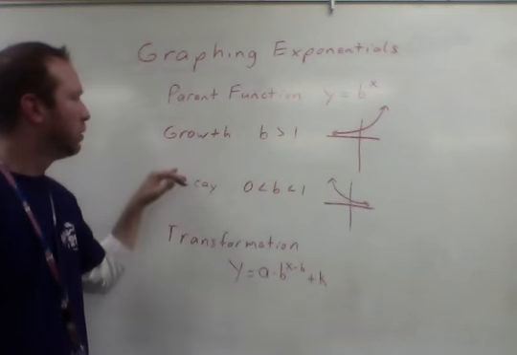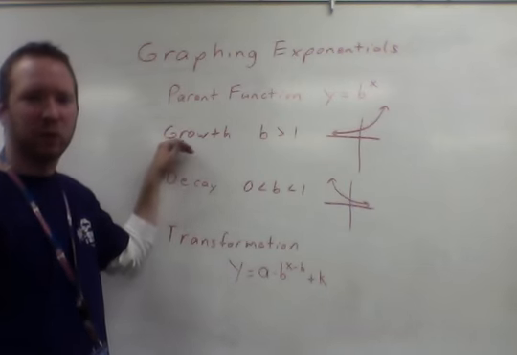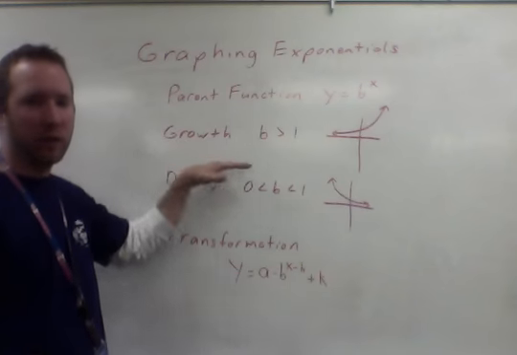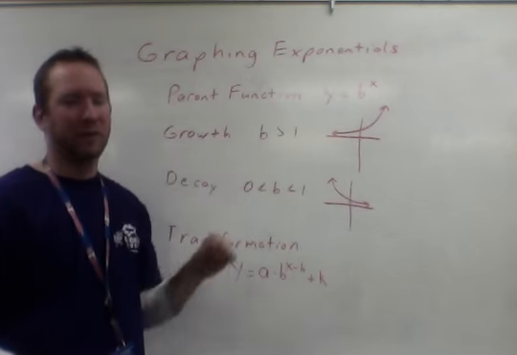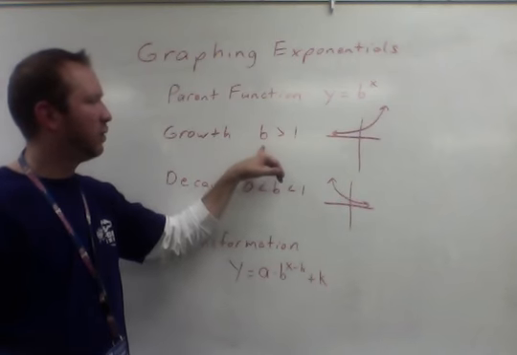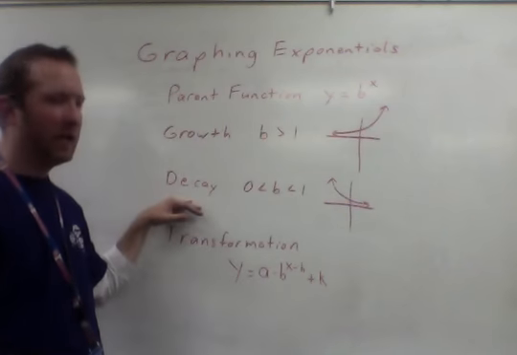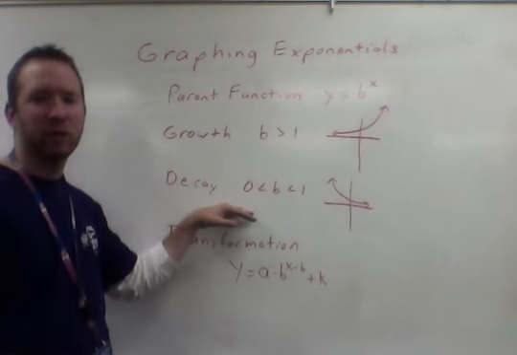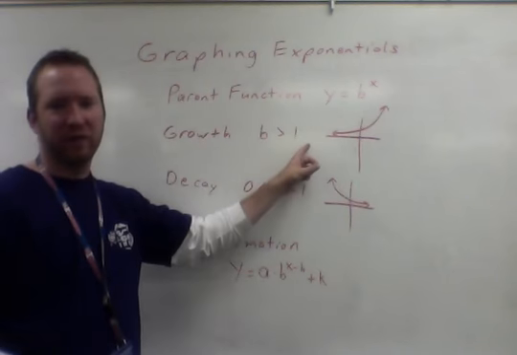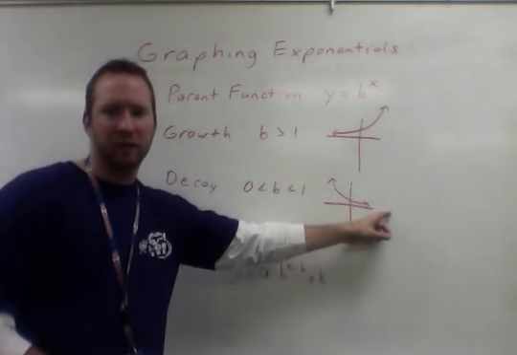Okay? There's two types of exponentials. There's exponential growth, where some quantity gets bigger. It gets bigger if the b value is greater than 1. And we have exponential decay, where the b value is between 0 and 1. And that's where the graph starts up high and flattens out.